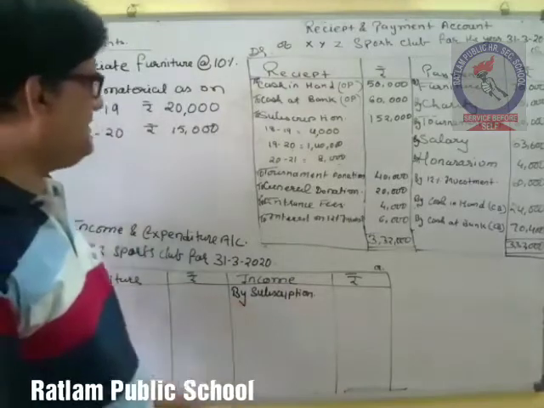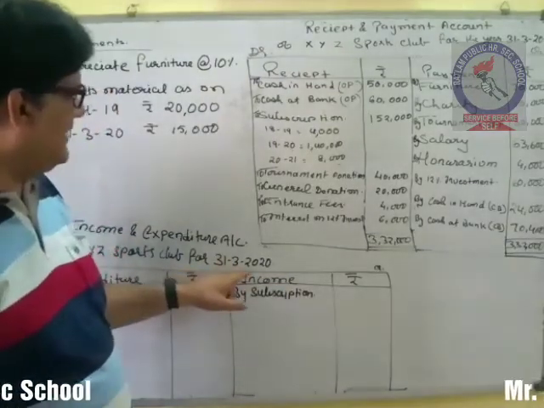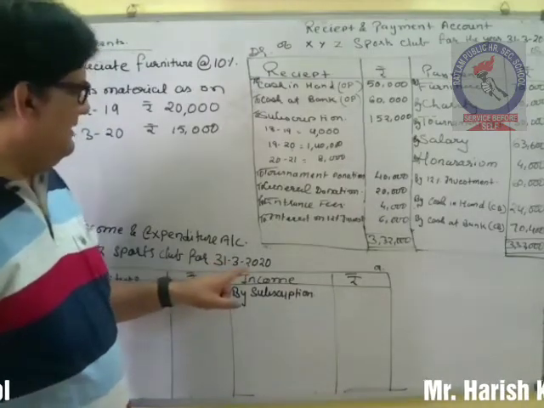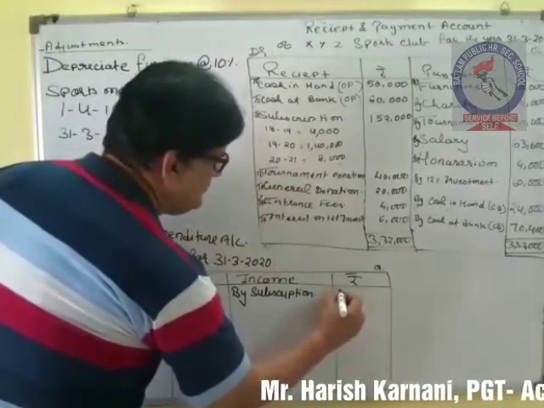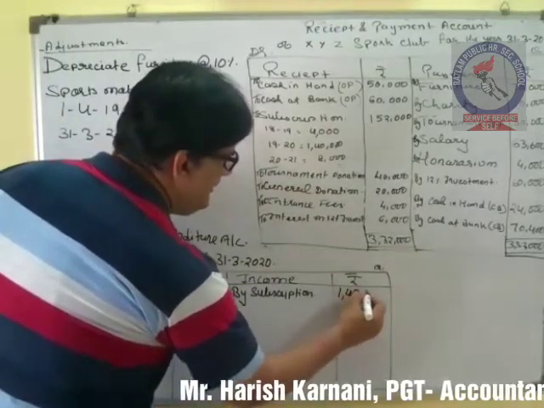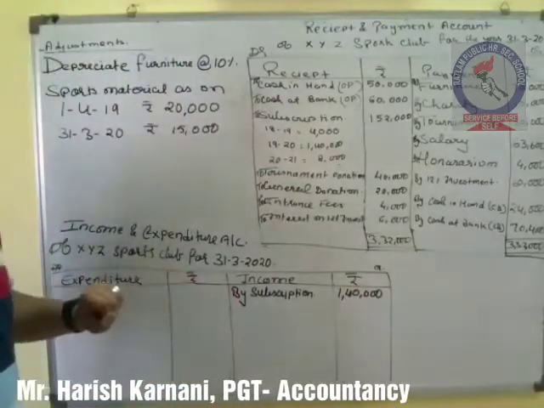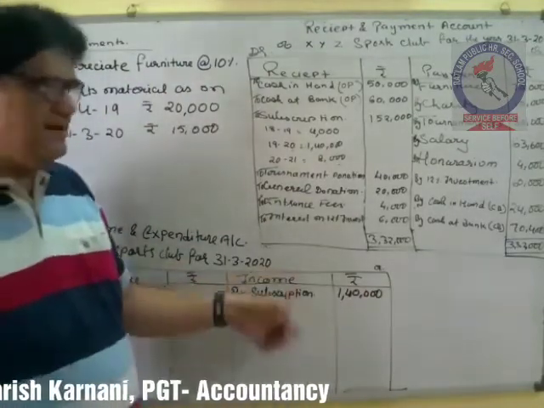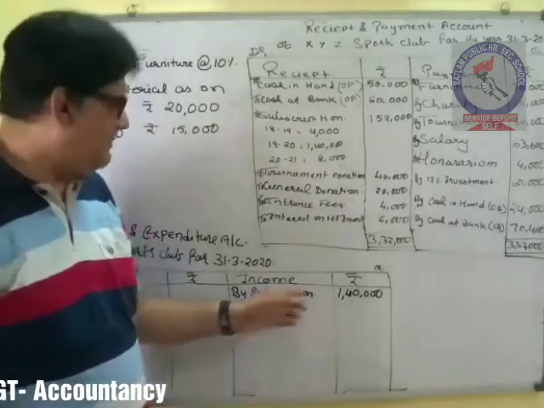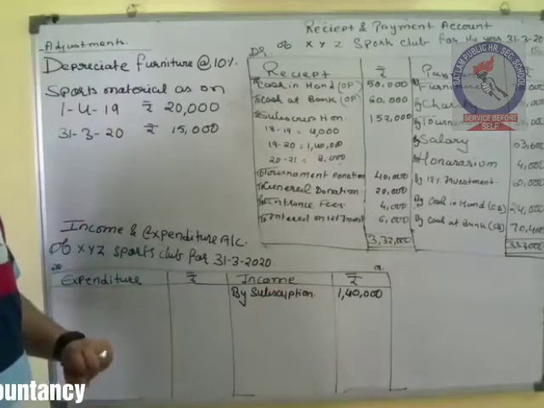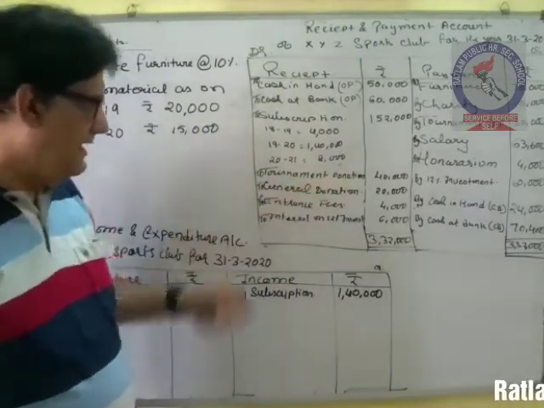The amount of subscription which we have received for the year ending 31/3/20, that is the current year 19-20, is rupees 1,40,000. So we have to record only the amount which is related with the current accounting year. If the amounts are not related with the current accounting year, those should not be recorded while preparing the income and expenditure account.